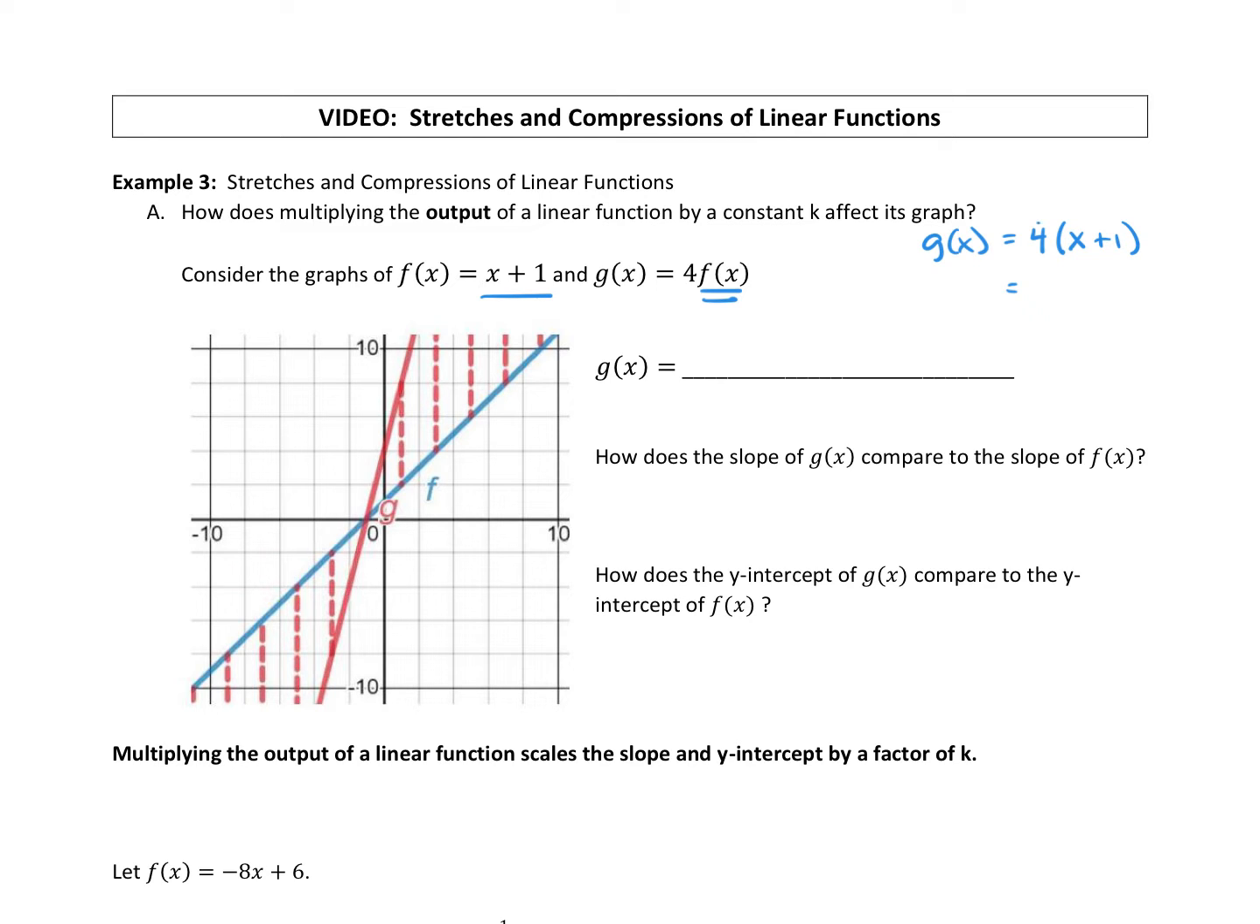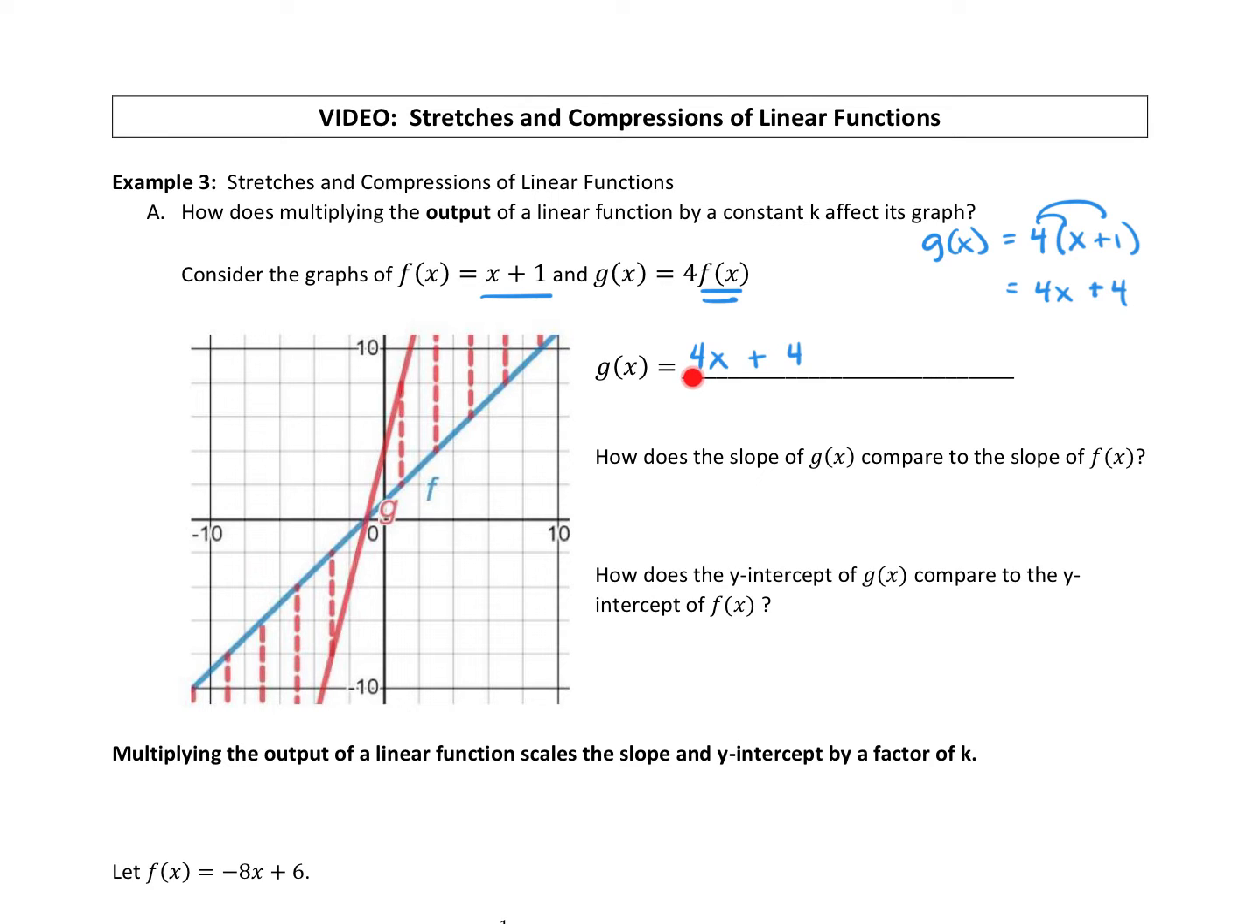We can go ahead and distribute that: 4x, and 4 times 1 is a positive 4. So our g of x function, when we simplify it, is equal to 4x plus 4. So if we look at the graph over here, here's our f function. There's the x plus 1, y-intercept of 1, slope up 1 over 1, up 1 over 1, up 1 over 1.